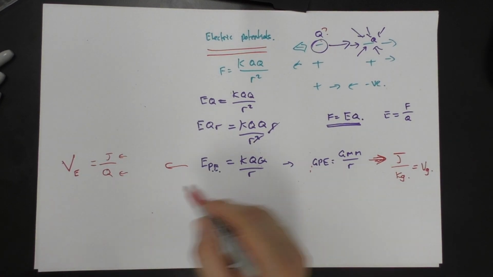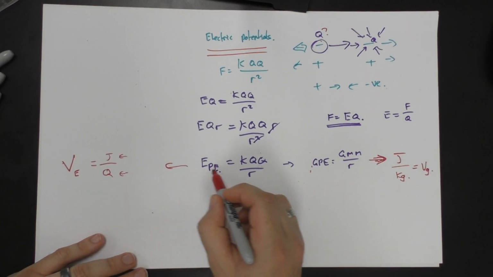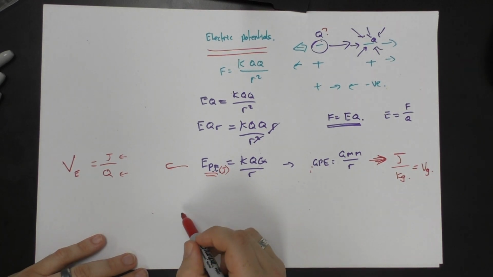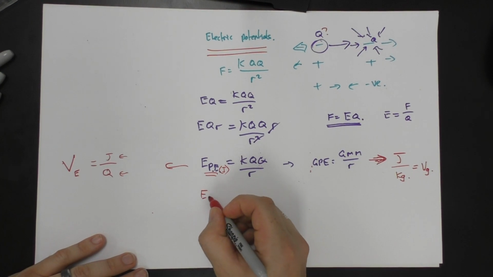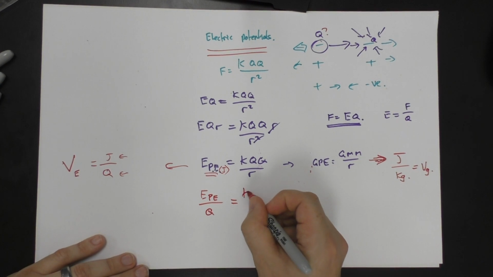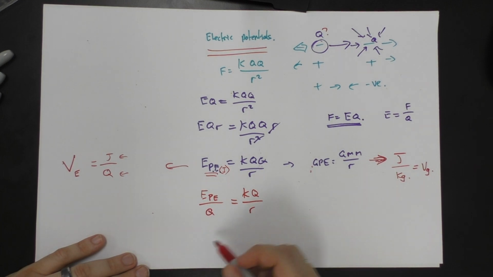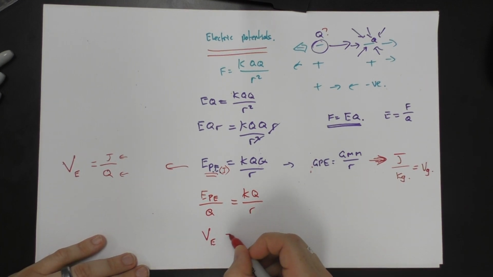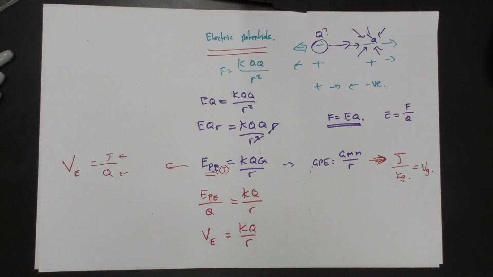So where do we get the equation from then? Remember, it's joules per coulomb. So this is joules at the moment. This is joules. So we need joules per coulomb, so we can divide that by Q. So EPE divided by Q equals KQ over R. And look at that, we've now got a term: VE is equal to KQ over R. So that's potential in an electric field. And that's really useful.